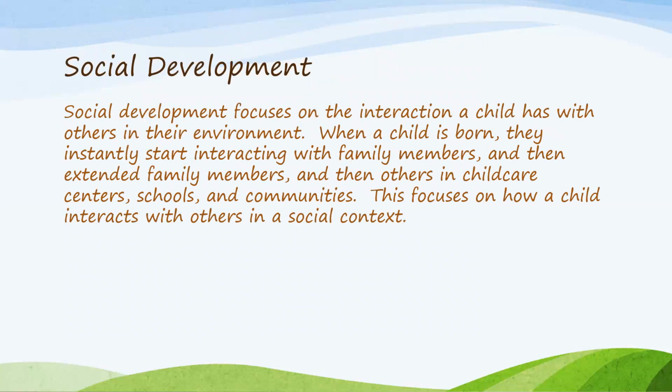And then the next, we need to look at their social development and how this interacts with the cognitive development. The social piece of it focuses on the interaction a child has with others in their environment. So when a child's born, they instantly start interacting with family members. And then their circle expands into extended family members, and then that circle expands even further into childcare centers and schools and communities. And this focuses on how a child will interact with others in a social context, if they're shy or if they're outgoing, or just those skills that children learn on how to collaborate and work with other people.